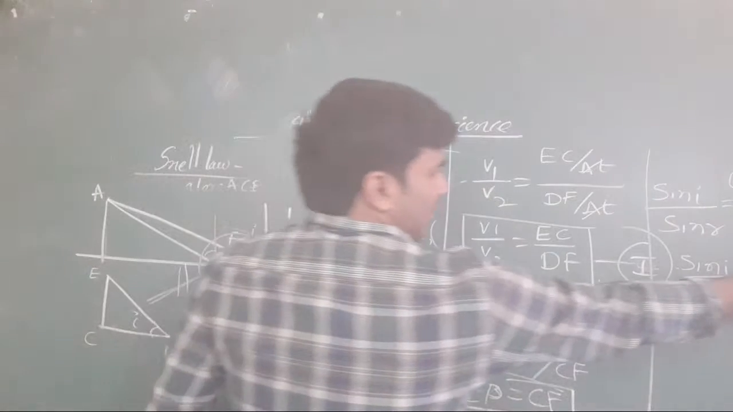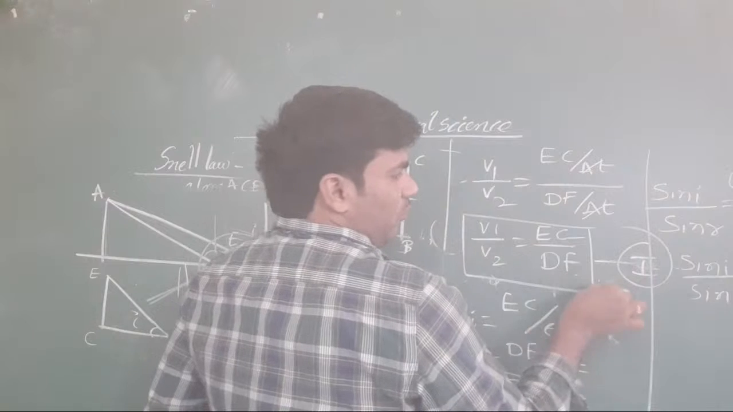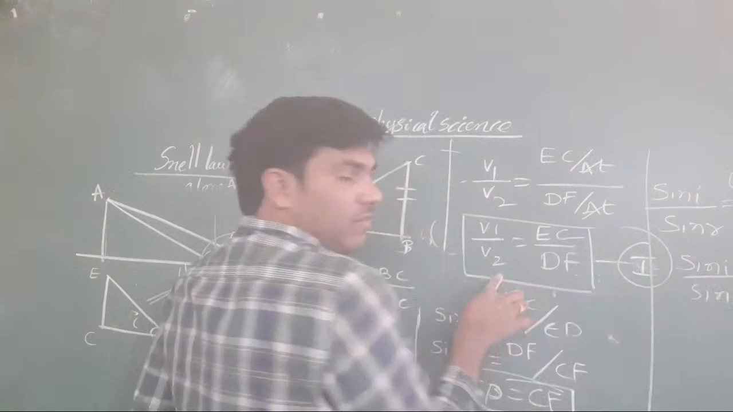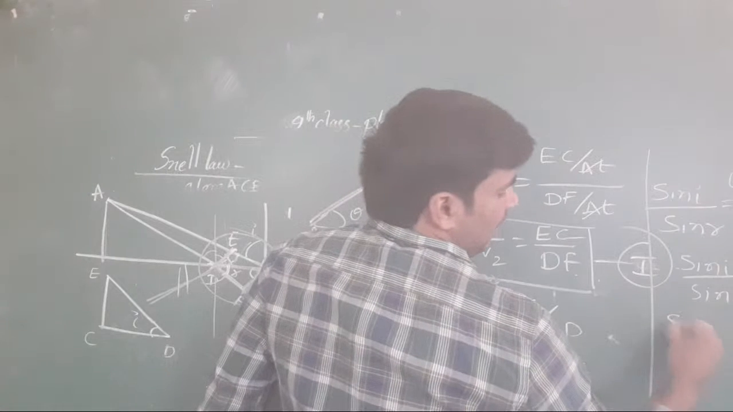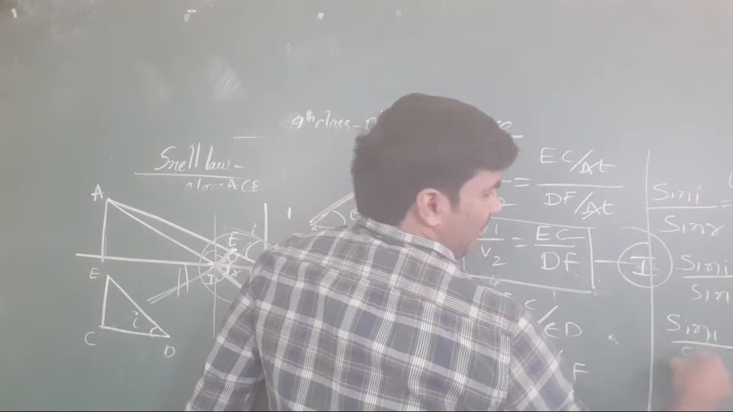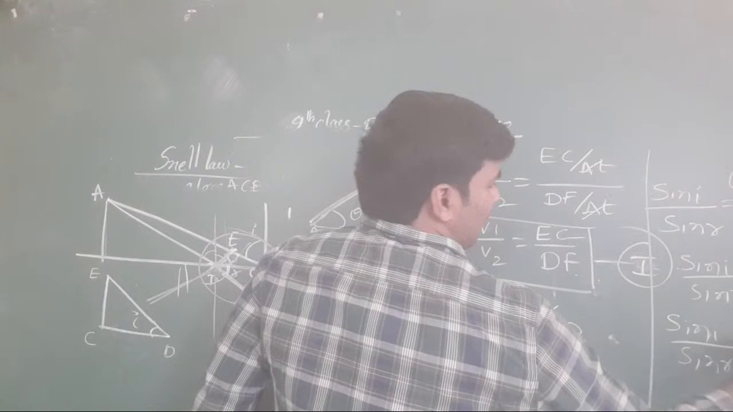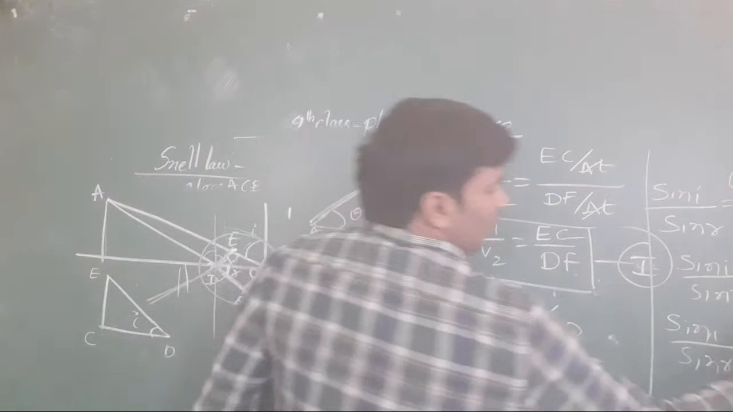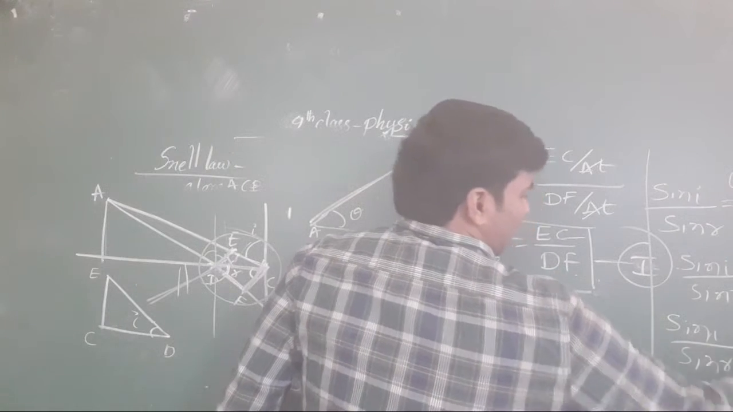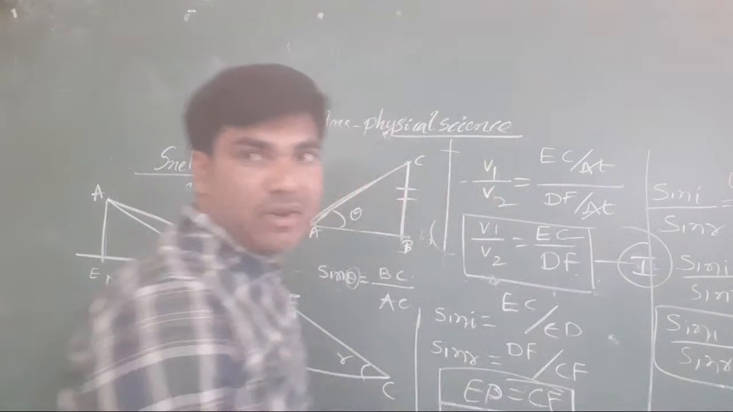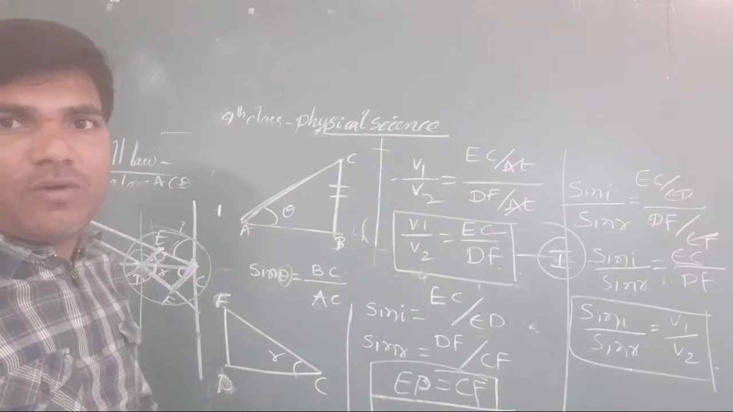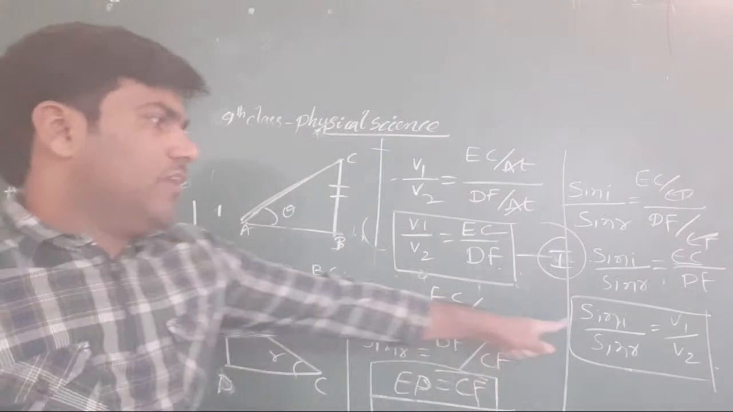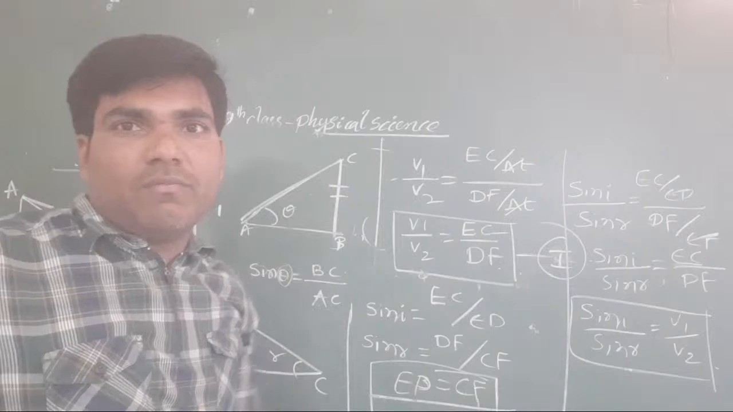Now check it here. EC by DF is equal to what? EC by DF is equal to V1 by V2. Now automatically it is written as sin I by sin R is equal to V1 by V2. Got it or not? In this way only, in this one only, will we get our proof. Got it? Yes. In this one only we will get the proof.